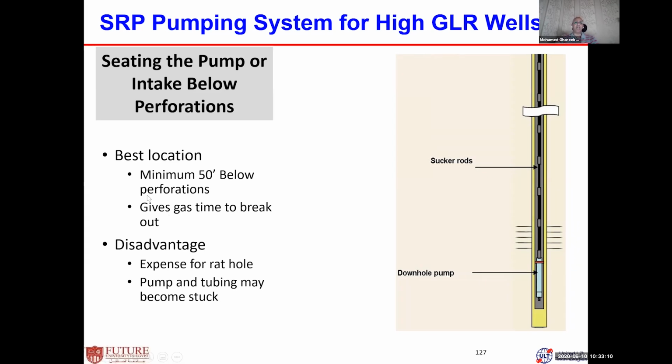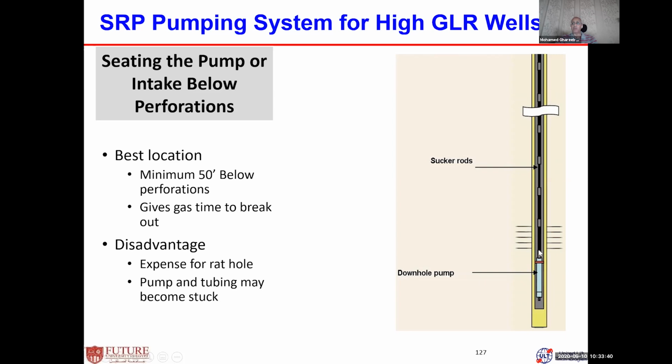perforation. This can give the gas time to break out, because when you have greater depth, you have more time for the gas to go up and allow more gas to break. Because if I run the pump intake below the perforation by 10 feet, 5 feet, 6 feet, then the gas may not have enough time to come out of solution and is moved with the fluid based on the fluid velocity and so on. Disadvantage of this one, you need to have what we call a rat hole.